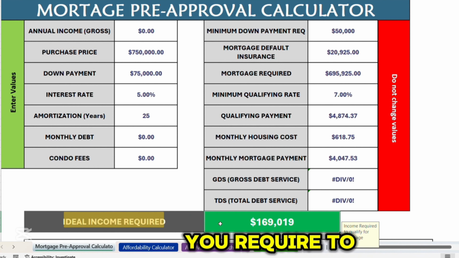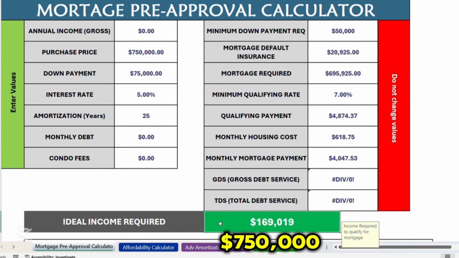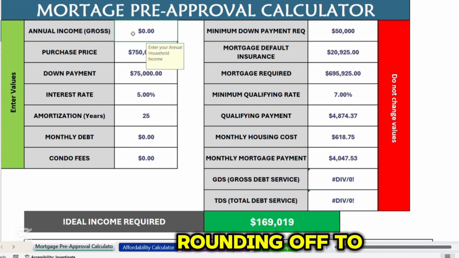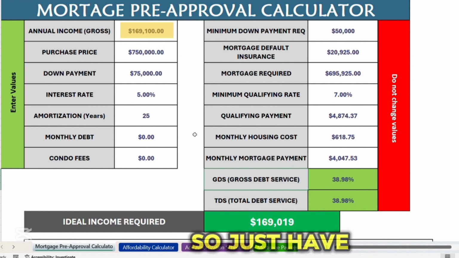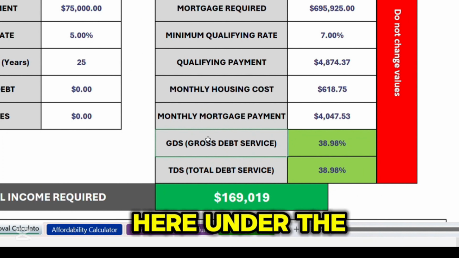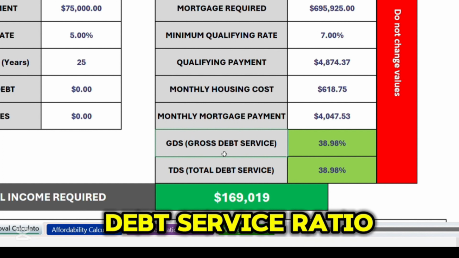So after inputting all these figures, this calculator is showing us that the minimum income, or the ideal income, you require to buy this home of $750,000 with $75,000 of down payment is around $169,019. So I am assuming that we have the same income. So I'm just rounding off to the next number. I'm putting $169,100.